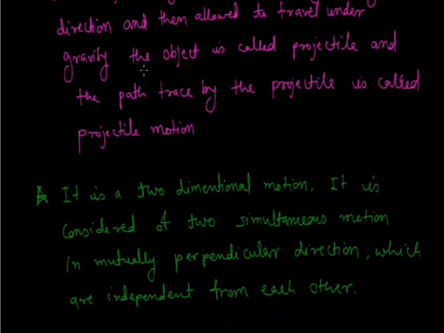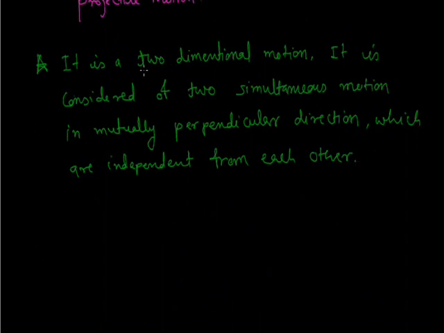That's why we can say it is a two-dimensional motion. It is a concept of two simultaneous motions in mutually perpendicular directions which are independent from each other.